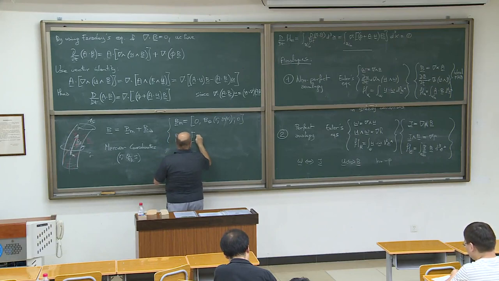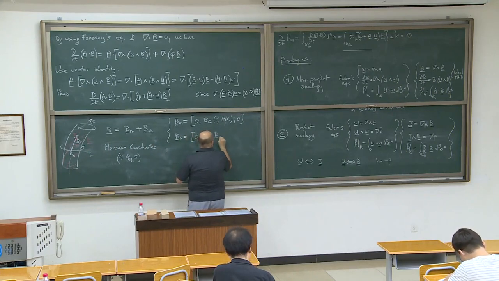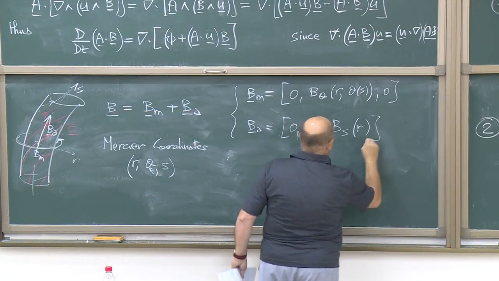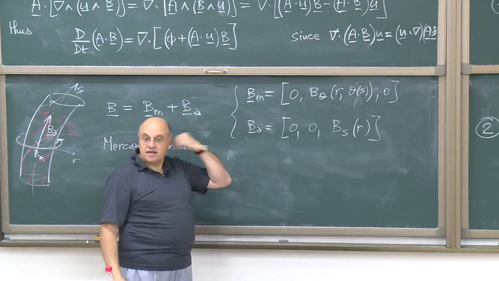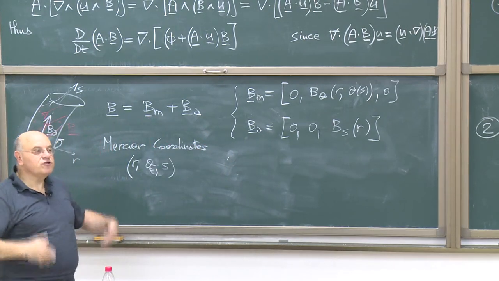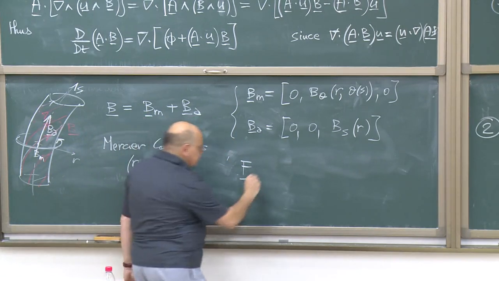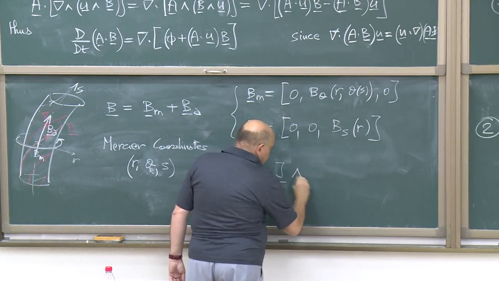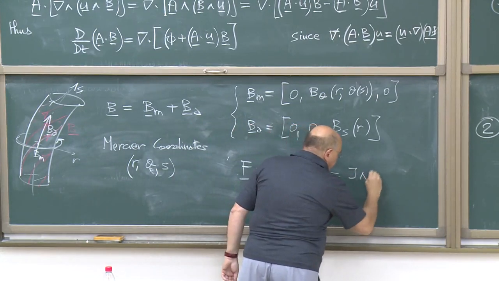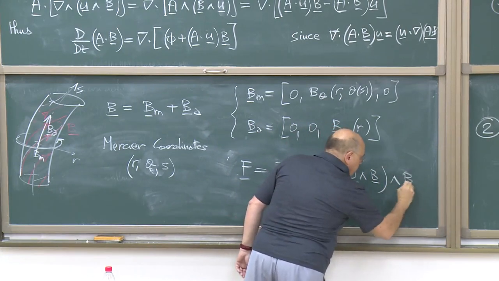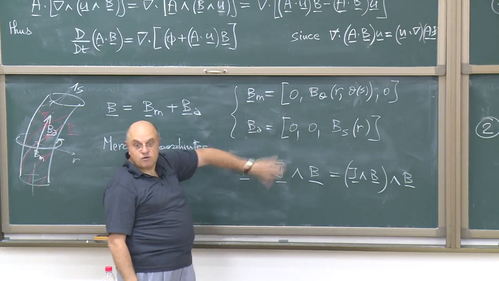And BA, similarly, will have no dependence on R, of course no dependence on theta, but along S will be a BS function of R. Okay, so this is the field. Now, with these coordinates and this field, we have to do some algebra. Why do I want to do some algebra? I want to find out the force. And the force is J cross B. But J is the curl of B. So given B, I can work out the force. Given the complexity of B, I can work out the force.